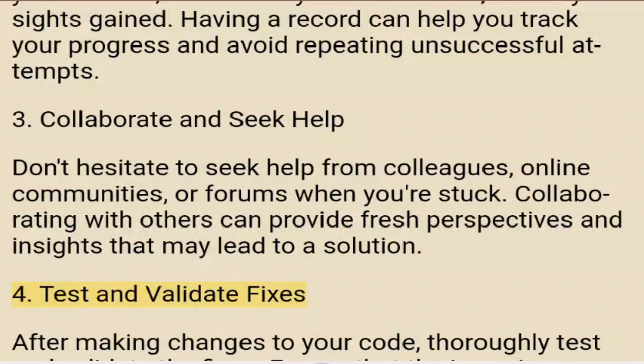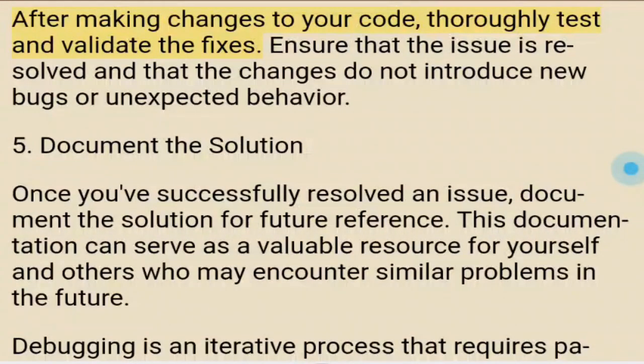4. Test and validate fixes. After making changes to your code, thoroughly test and validate the fixes. Ensure that the issue is resolved and that the changes do not introduce new bugs or unexpected behavior. 5. Document the solution. Once you've successfully resolved an issue, document the solution for future reference. This documentation can serve as a valuable resource for yourself and others who may encounter similar problems in the future.